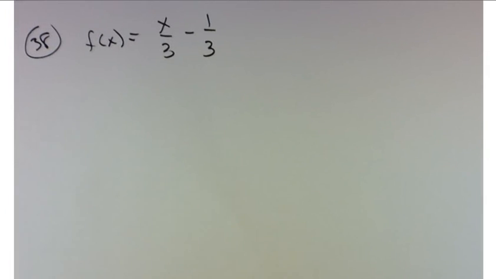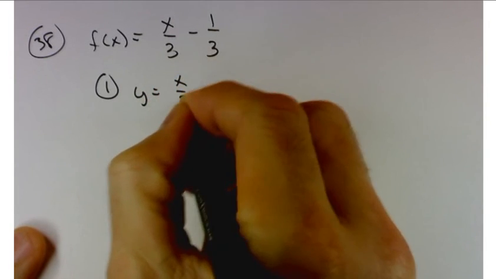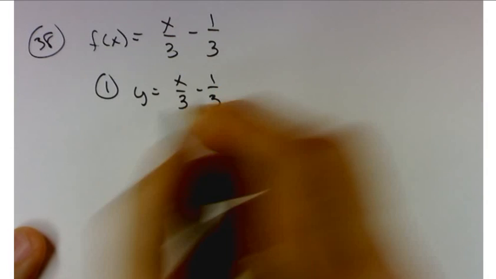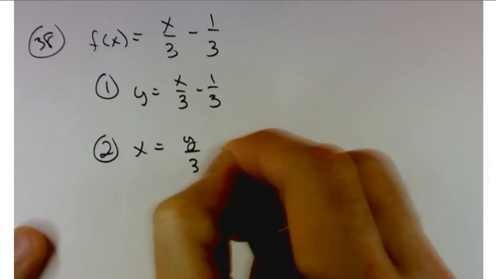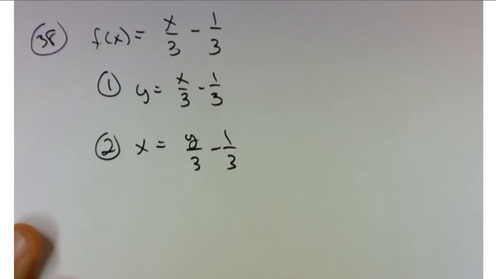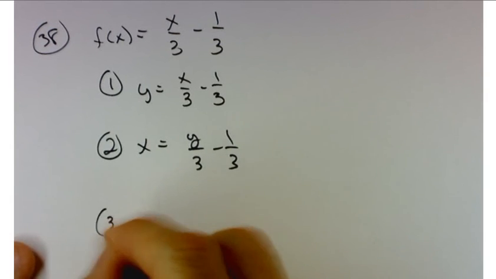So our first step, y equals x over 3 minus 1 over 3. Second step, x equals y over 3 minus 1 over 3. Multiply both sides by 3, right? Let's get rid of the fractions. I mean, it's always a good thing to do. Get rid of the fractions. So I'll get 3x. What's going to happen when I multiply this by 3?